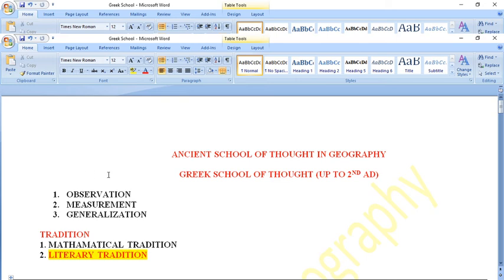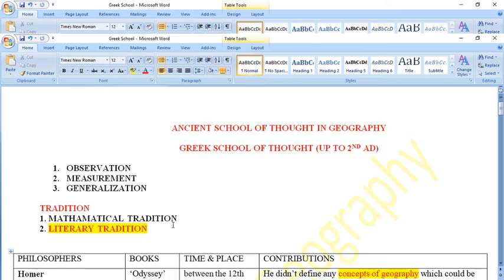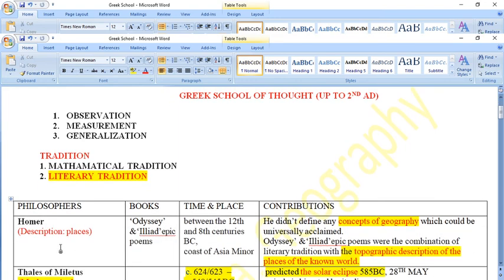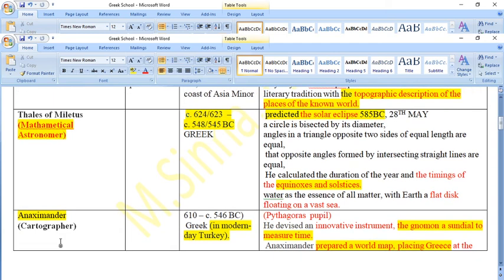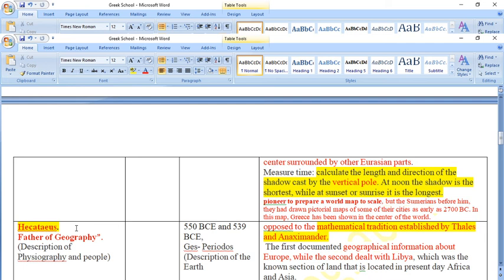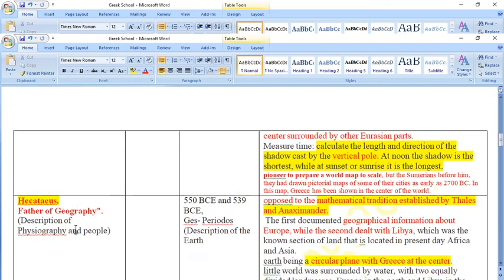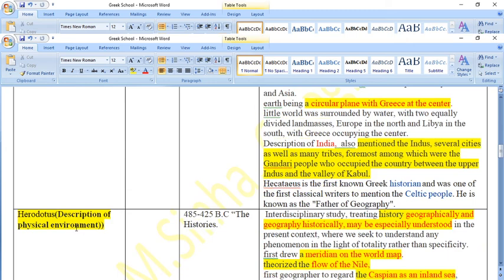In brief, we can summarize our topic: the ancient school of thought followed three attributes, observation, measurement, and generalization, and two traditions, the mathematical tradition and the literary tradition. Homer is a literary tradition. Thales of Miletus is a mathematical astronomer. Anaximander is a cartographer, the first cartographer, because he proposed the first world map. He was a mathematical geographer. And Hecataeus opposed the mathematical tradition; he believed in the descriptive tradition. We call Hecataeus the father of geography. Then Herodotus was the father of history.